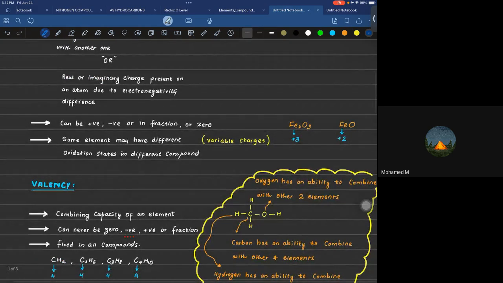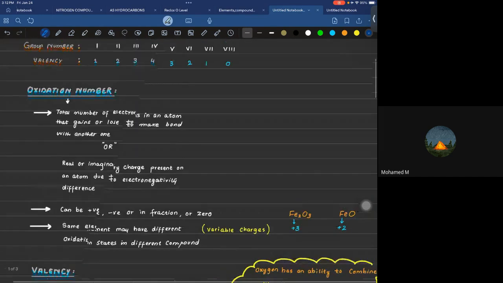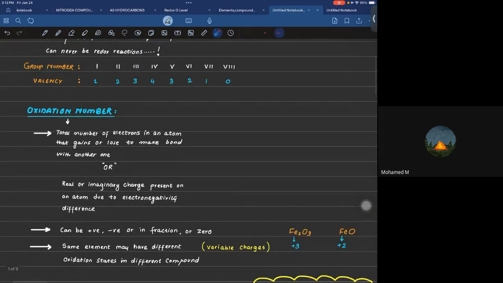Let's suppose in the periodic table we have different groups: group 1, group 2, group 3, group 4, then groups 5, 6, 7, 8. The valency for group 1 is 1, for group 2 is 2, then 3, then 4, then 3, then 2, then 1, then 0. So 1, 2, 3, 4, 3, 2, 1, 0. These are the valencies.